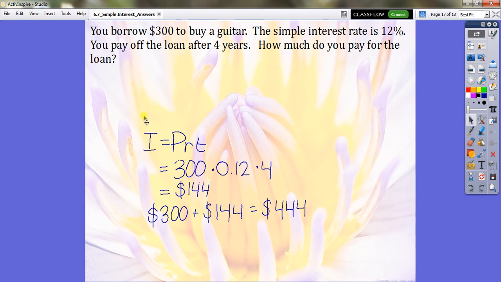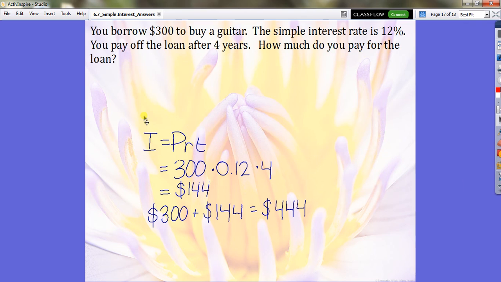And then we did this one. You borrowed $300 to buy a guitar. The simple interest rate is 12%. You pay off the loan after 4 years. So how much do you pay for the loan?